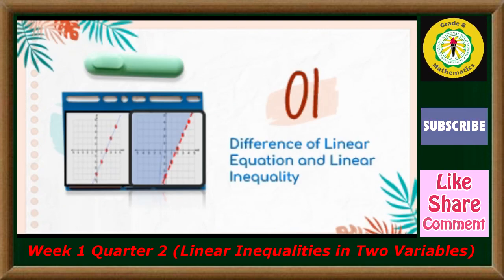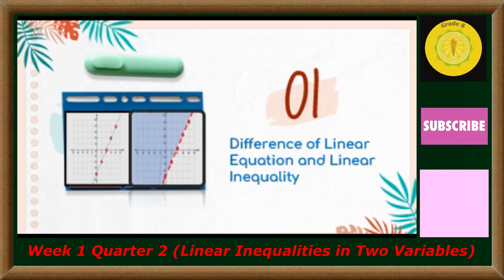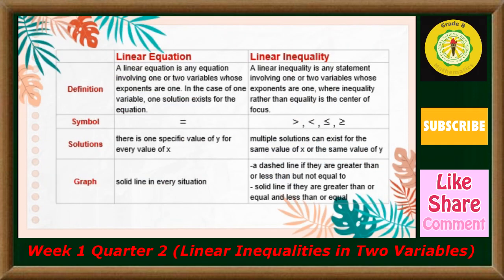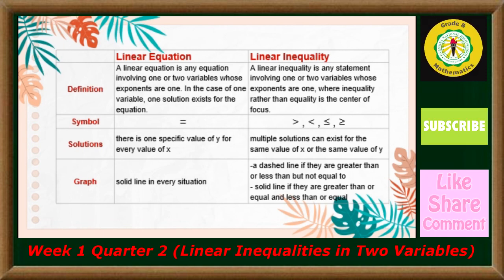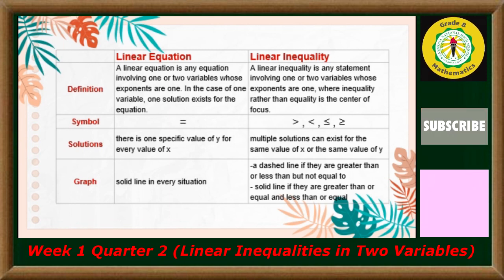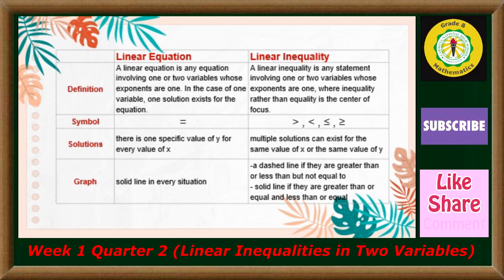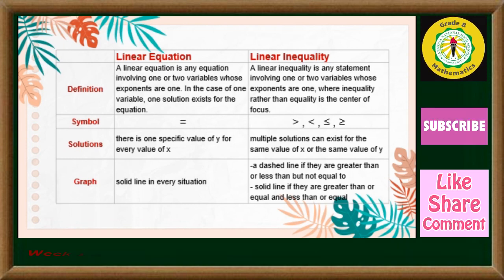Now let's learn first the difference of linear equation and linear inequality. I have here a table for you to easily understand the difference of the two. A linear equation is an equation involving one or two variables whose exponents are 1. In the case of one variable, one solution exists for the equation. And a linear inequality is any statement involving one or two variables whose exponents are 1, where inequality rather than equality is the center of the focus.